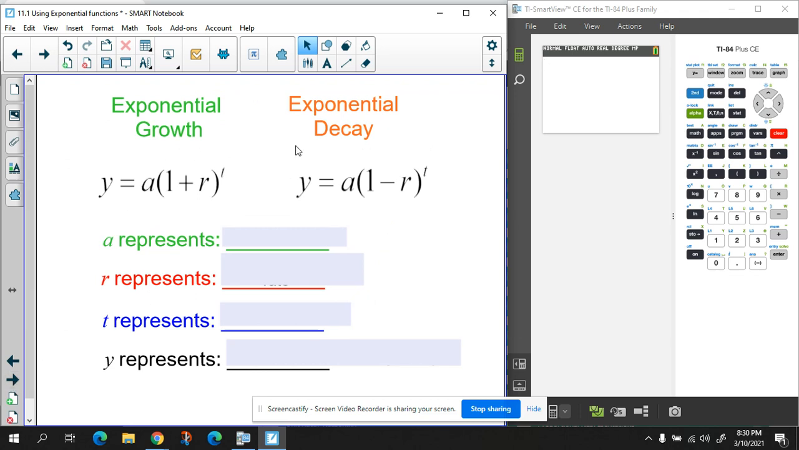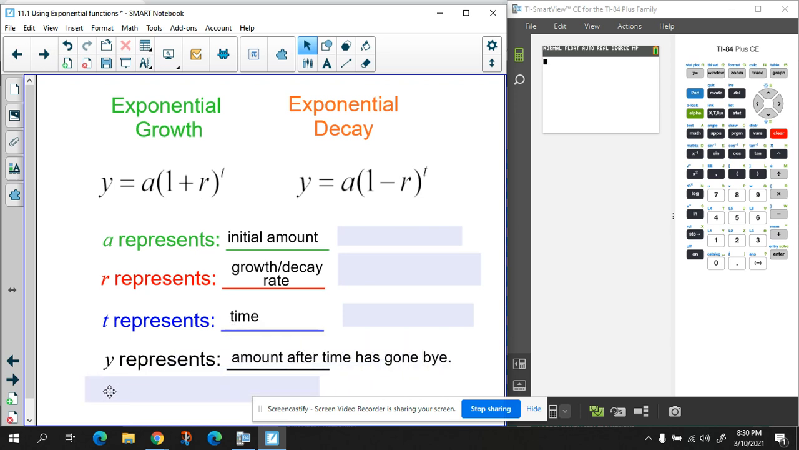First, exponential growth compared to exponential decay. Please understand that the value they place in front, the A value, represents the initial amount that we start out with. The R value is representative of the growth or decay rate expressed in decimal form. The T value represents time. And if you put the numbers into one of the formulas and do the math, what you have figured out is the amount you will have after the time has gone by.